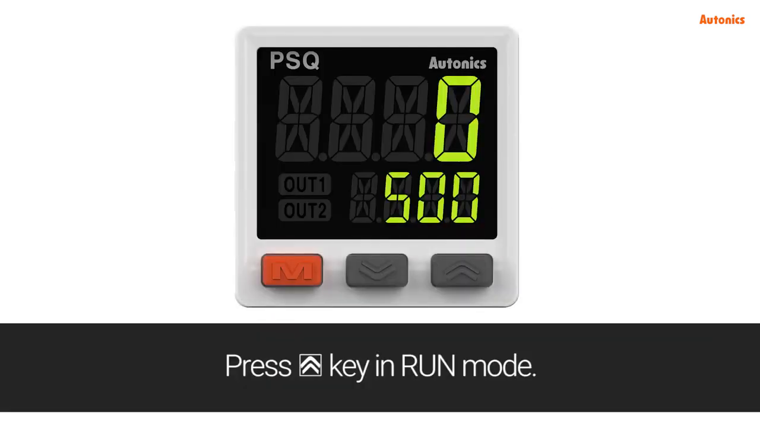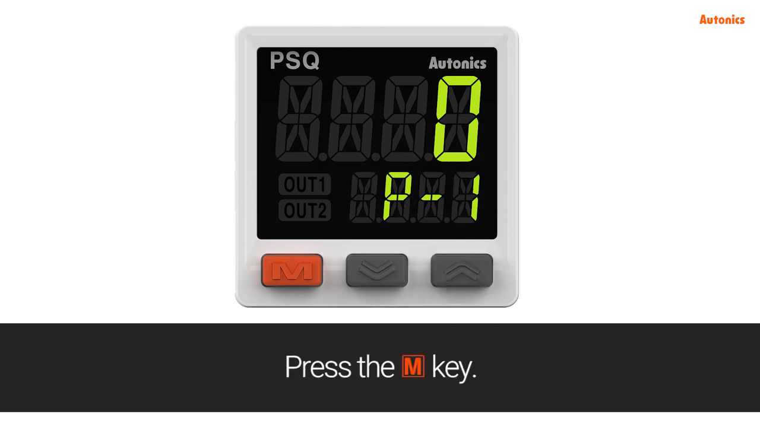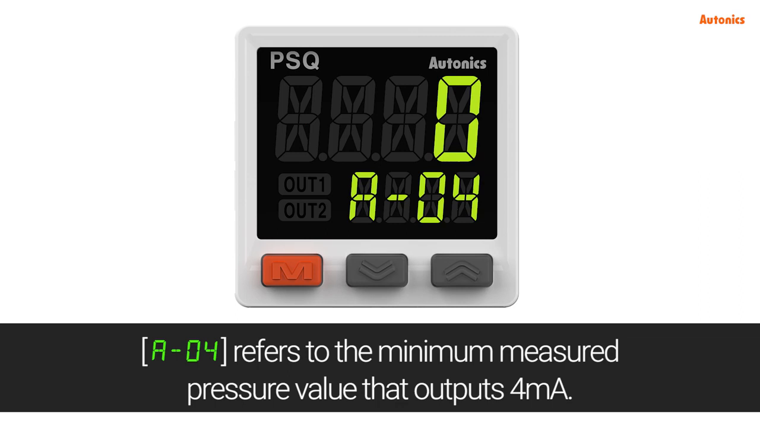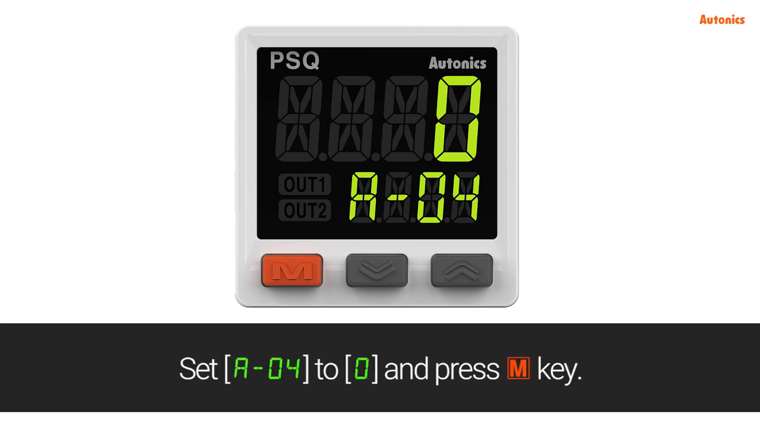Press up key in run mode. Press the M key. A-4 refers to the minimum measured pressure value, that outputs 4 mA. Set A-4 to 0 and press M key.